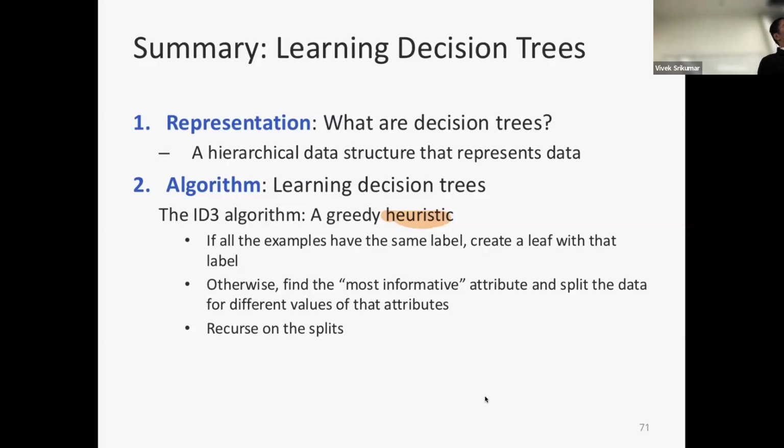Any questions? Is the ID3 algorithm considered a learning algorithm? It is. It is a learning algorithm, and the tree is the classifier. Because remember, if you have a decision tree, you can make predictions on future examples. And so it's a learning algorithm that produces trees.